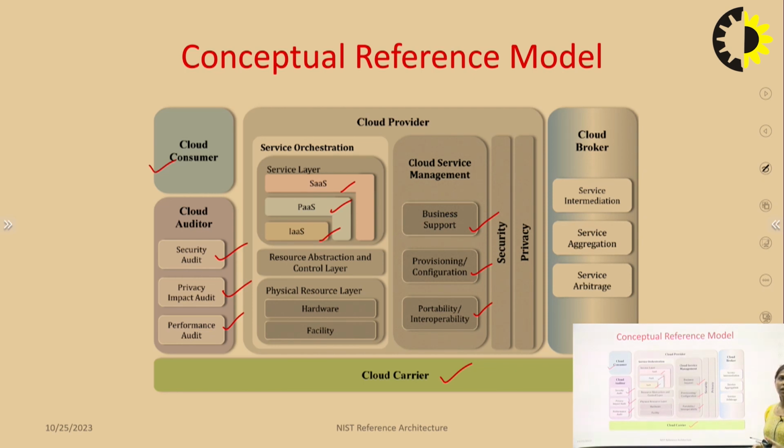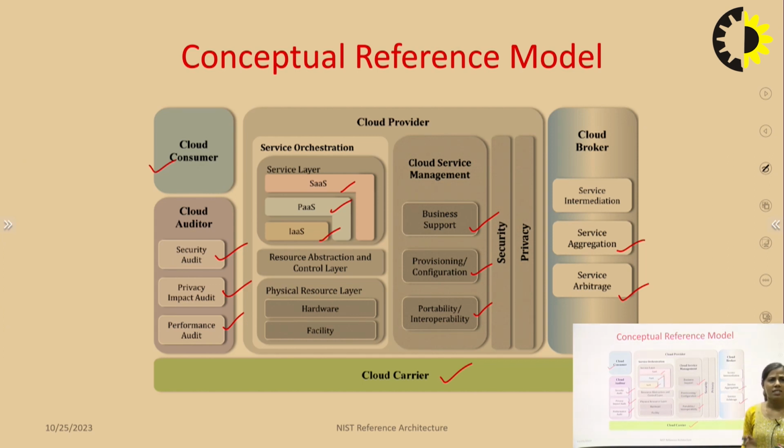Then we have the cloud broker. What the cloud broker exactly does is provide the services of the service providers, or it works as an agent. It can provide different services: intermediation, aggregation and arbitrage. It means it can combine different services from different service providers too. So this is how the cloud broker works.